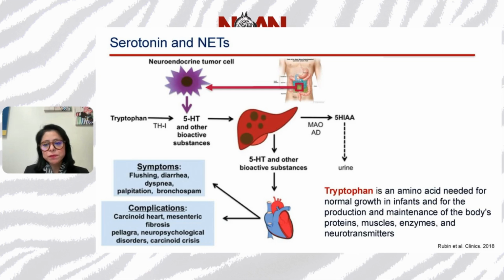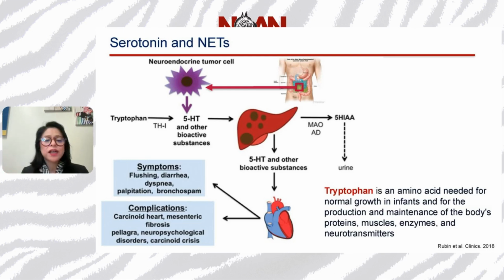Now, this is another representation. As I discussed earlier, tryptophan is an amino acid needed for normal growth in infants, and for the production and maintenance of the body's proteins, as well as muscle enzymes and other neurotransmitters. It usually comes from the diet, and quite various foods have tryptophan. Like I said, it's an important amino acid. We discussed that tryptophan is converted to serotonin by cells located in the small intestine, and then is metabolized in the liver to produce 5-HIAA, and we can measure that in the urine or in the blood.